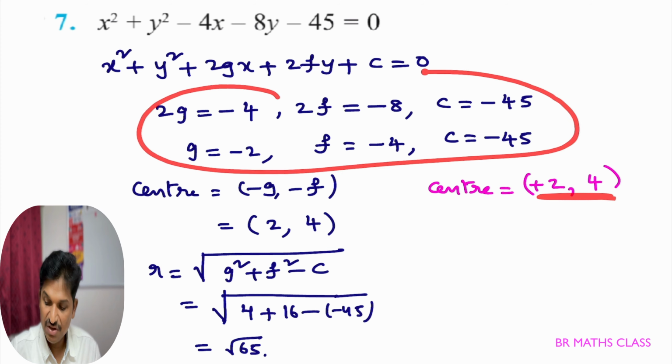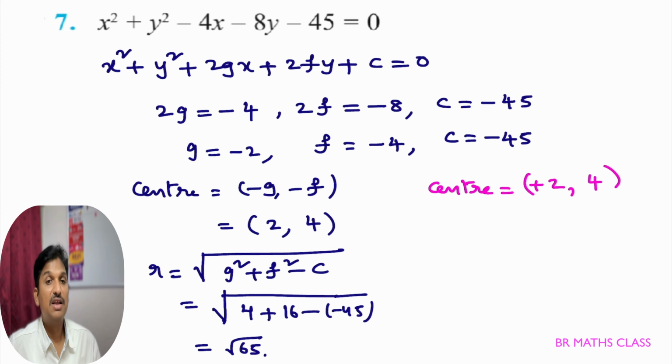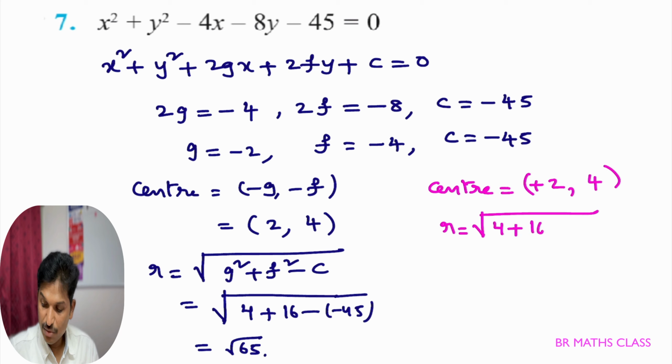No need to follow this procedure. Directly you can write center and radius. Right? What way to do it? First you take the x coefficient, change the sign of it, and divide that number by 2. Same thing for this also. Now radius. Radius formula is what? Root over G square plus F square minus C. This is minus G actually. Minus G whole square is G square, right? That is G square plus F square minus C. C is minus 45. Minus of minus 45 is plus 45. So if I simplify this, I'll get root 65. So center is 2 comma 4, radius is root 65.